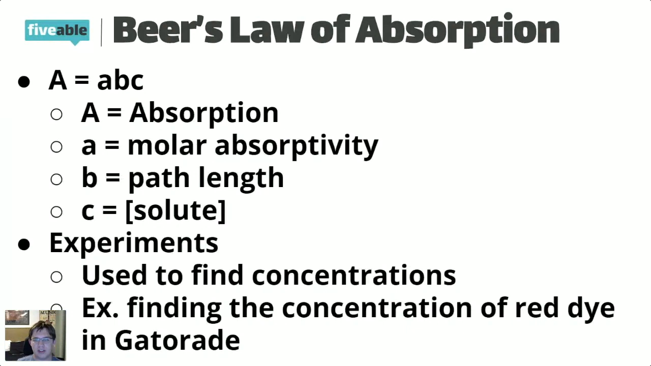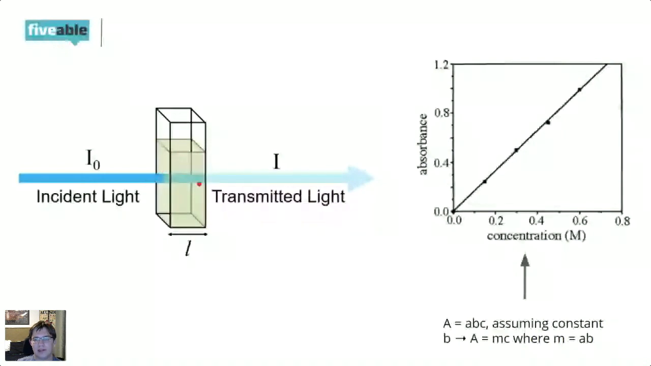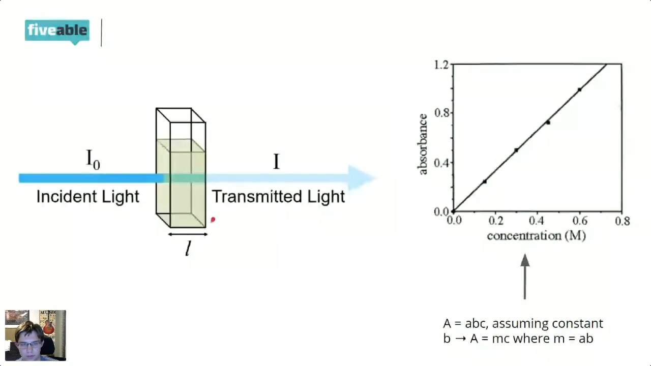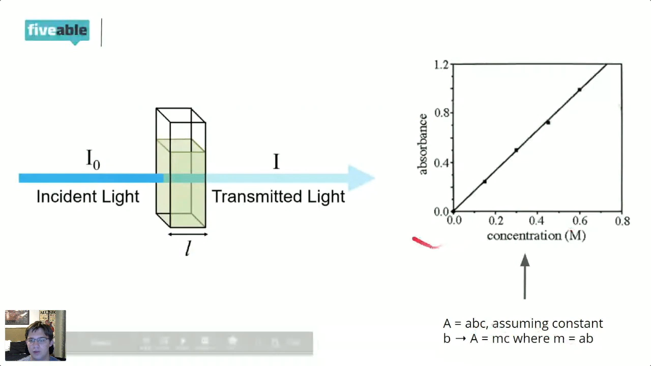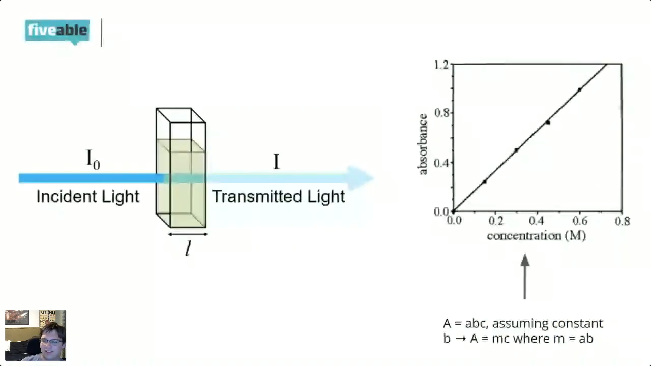So here's a little picture that might make it clear. When you blast light through a solution, some of it is going to be absorbed, and the rest is going to be transmitted. Assuming a constant b, a constant path length, which is right here, this is the path length, we see that A is equal to ab times c. So we see a direct relationship between absorption and concentration. I won't go more into that because I know there is a stream on this, as Parth mentioned.